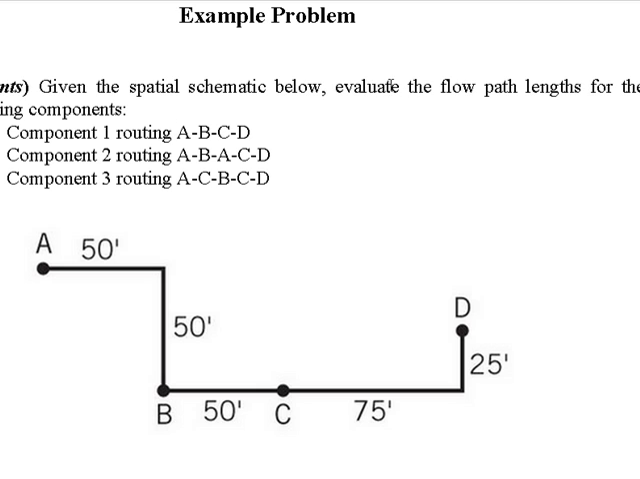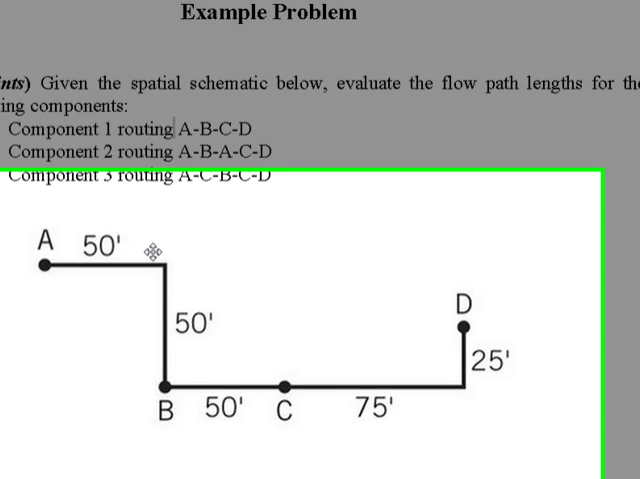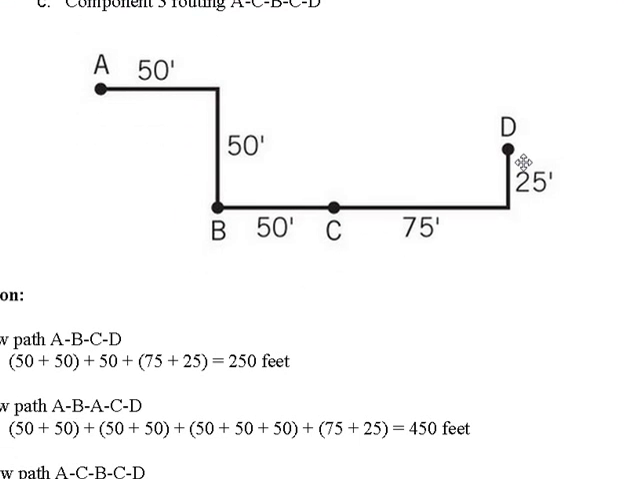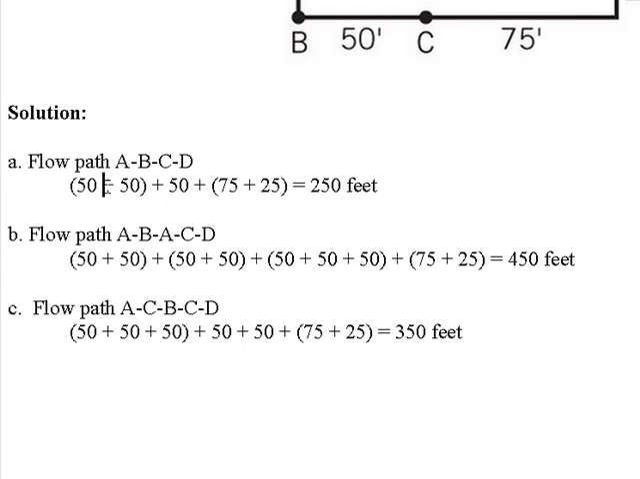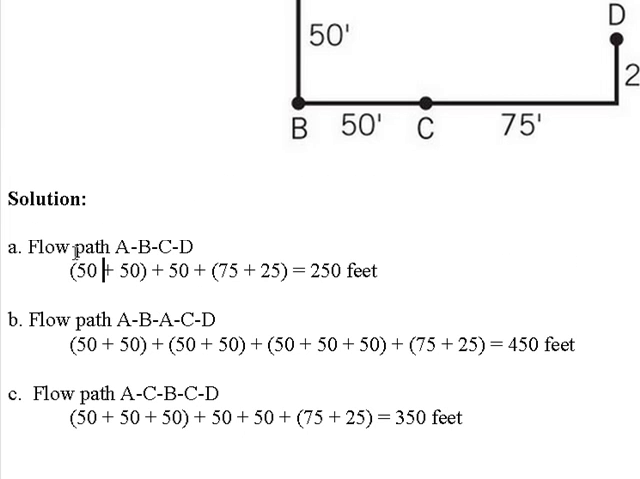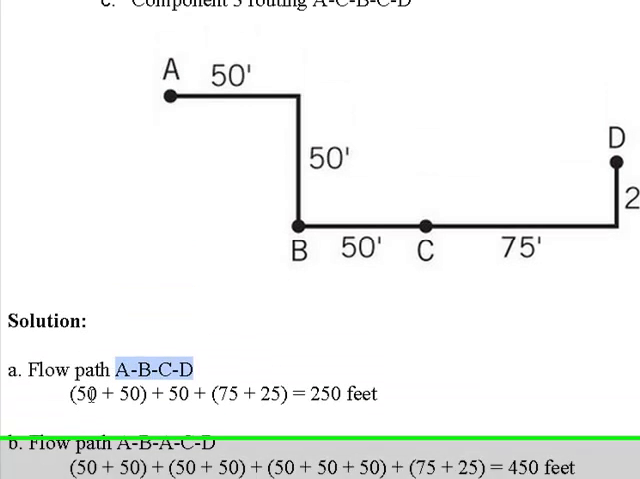What the question asks is, evaluate the flow path lengths for the following components. That means how much total distance the part travels from the entry point up to the exit point. By now you are probably getting the idea, but we will do the calculations. So for the flow path of the first component, A, B, C, D, we just have to add all the distances.